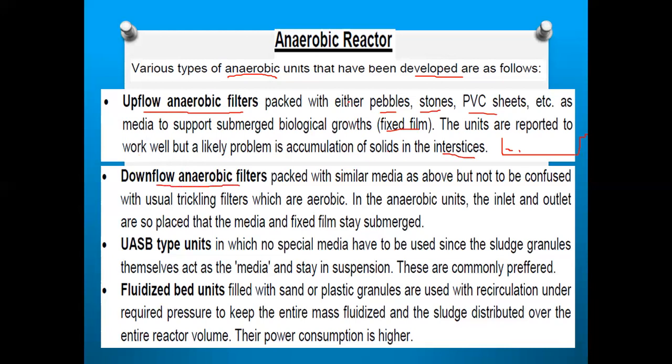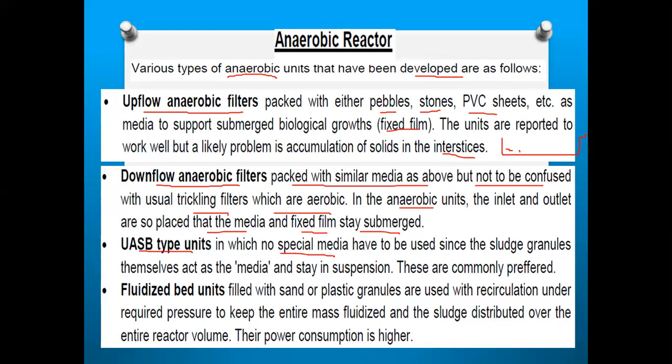Here it is packed with similar media, meaning pebbles, stones or PVC sheets, but not to be confused with usual trickling filters, which are aerobic. In the anaerobic units, the inlet and outlet are so placed that the media and the fixed film stay submerged. The third one is UASB type units.